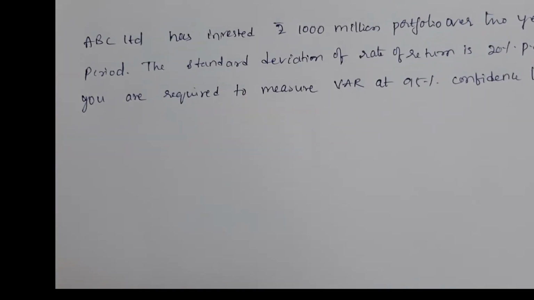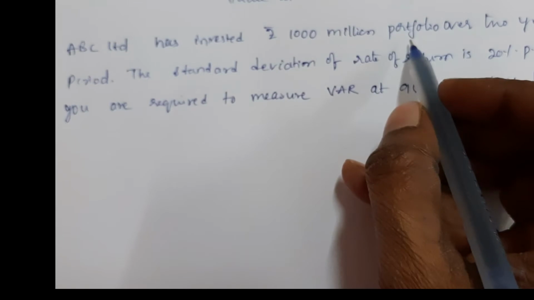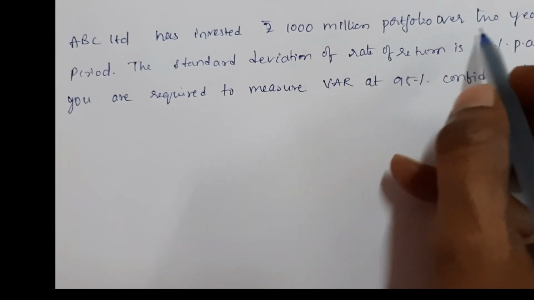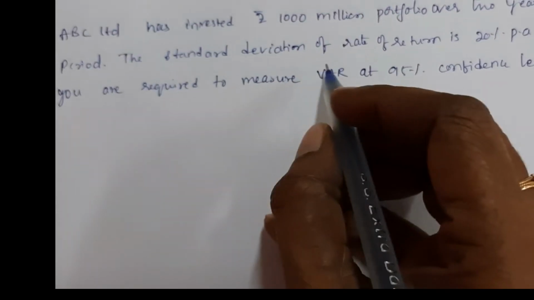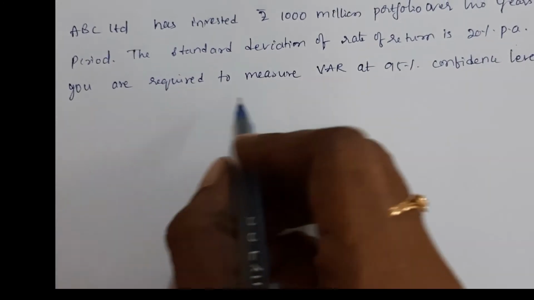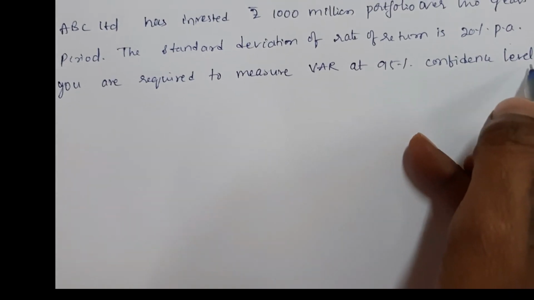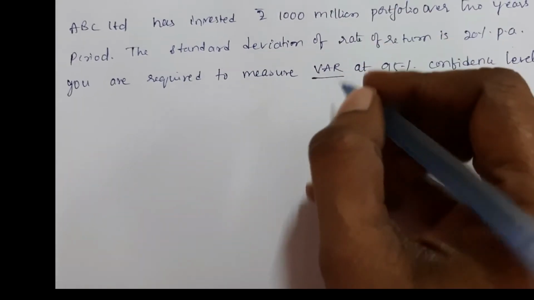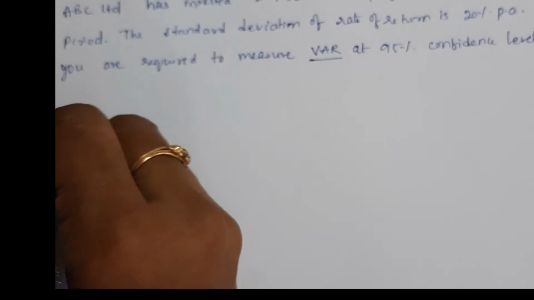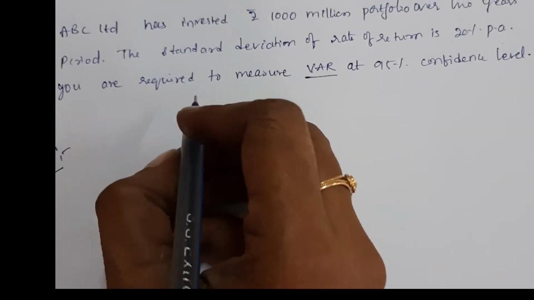ABC Limited has invested rupees 1000 million in a portfolio over a 2 year period. The standard deviation of the rate of return is 20% per annum. You are required to measure VAR at a 95% confidence level. Here VAR means value at risk, and to solve this sum we have three formulas.